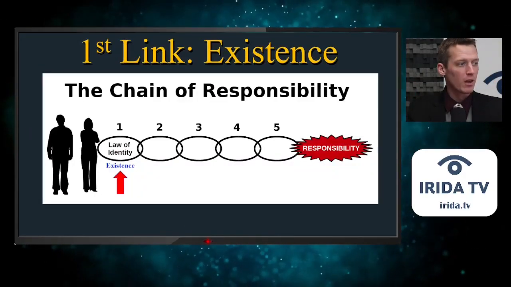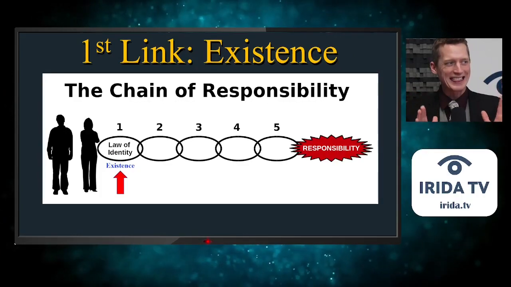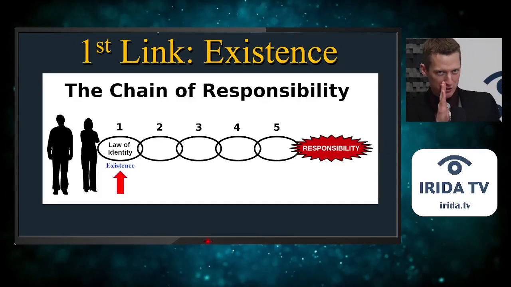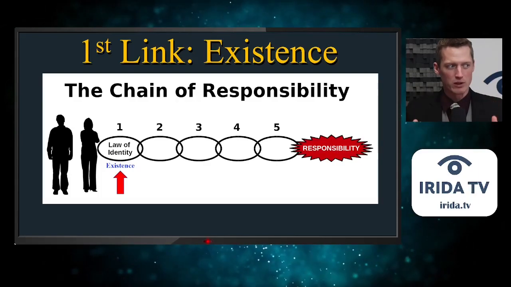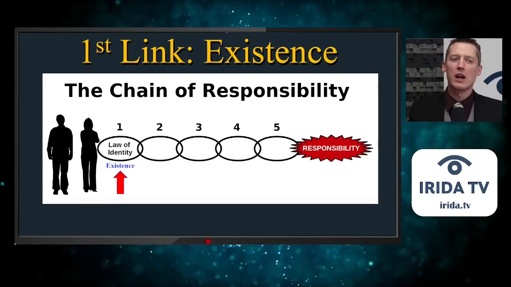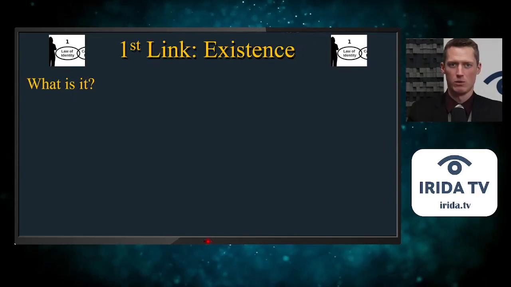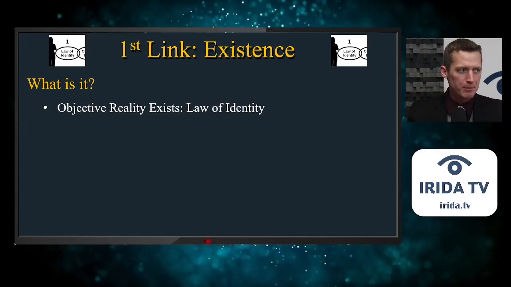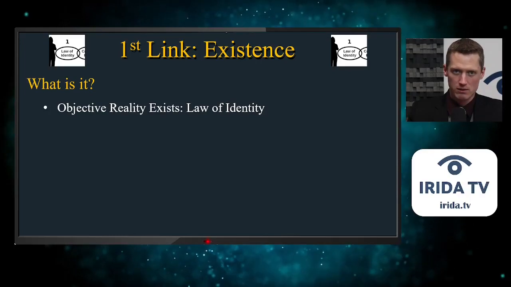Here we go. So here's the chain of responsibility. We're going to be looking at link 1, which, sorry for my first philosophy term here, it's so useful, I had to use it, is the law of identity, or what we can call existence. So what is this principle? What is this link? This link is simply saying that objective reality exists.